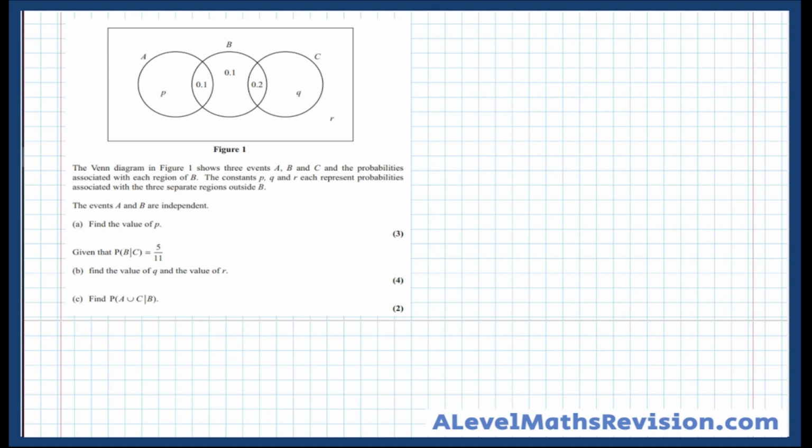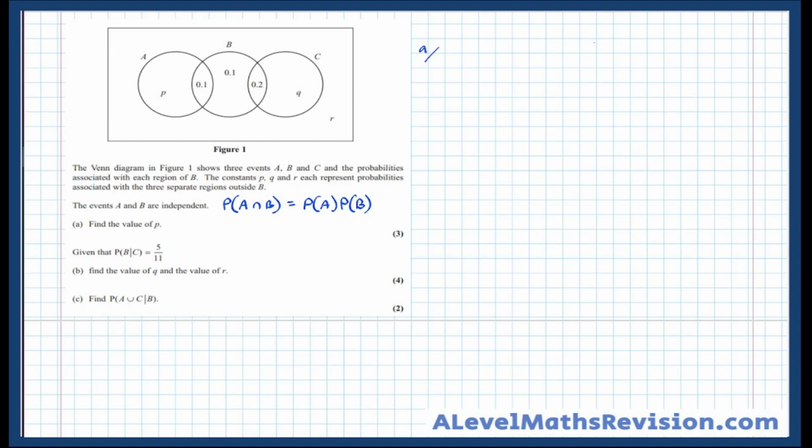The constants P, Q and R each represent probabilities associated with the three separate regions outside B. The events A and B are independent. So, stop reading. They're independent, so thinking back, the definition of independence is the probability of A intersection B equals the probability of A times the probability of B.